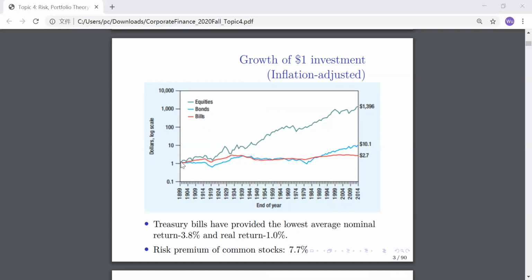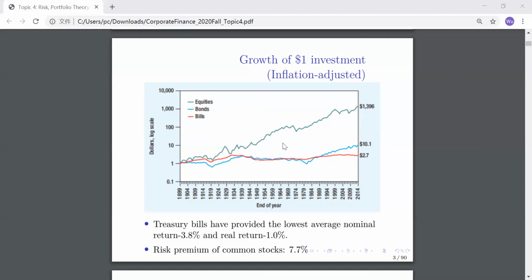So this shows that a $1 investment in T-bills in 1899 is going to grow to $2.7 in 2014, which is almost nothing if you think about all those many years. If you look at bonds, it is slightly higher. A $1 investment in bonds is going to accumulate to $10.1 in 2014. If you look at equity, that's going to give you an even higher return, something around $1,400. So you can see the difference.